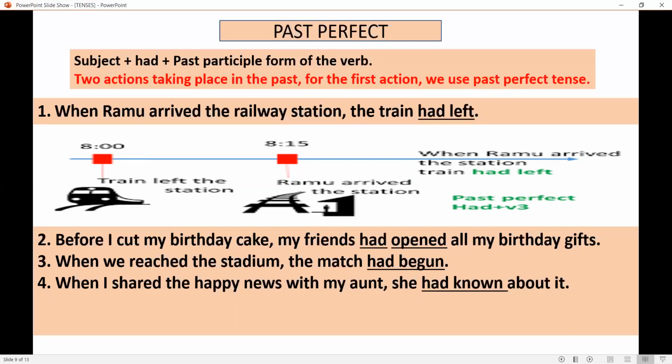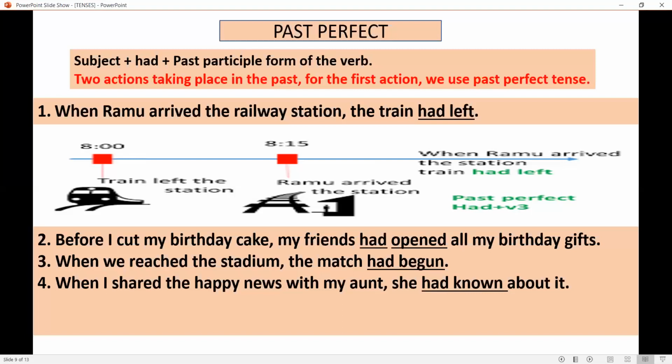Next example. Before I cut my birthday cake, my friends had opened all my birthday gifts. They are so eager to see what is there inside. So they had already opened it. Usually we do it only after the birthday cake cutting and all, when you're relaxing. But your friends are so eager, and so they opened it already. So in order to indicate that this is what happened before this action, we use past perfect tense.